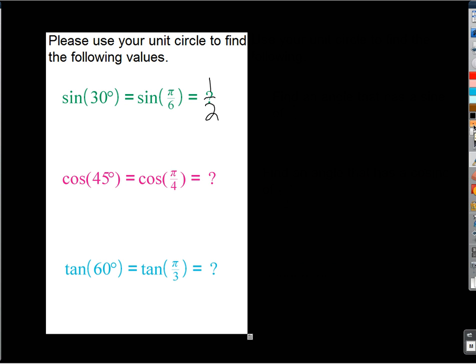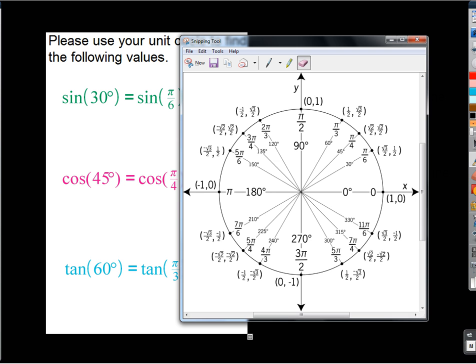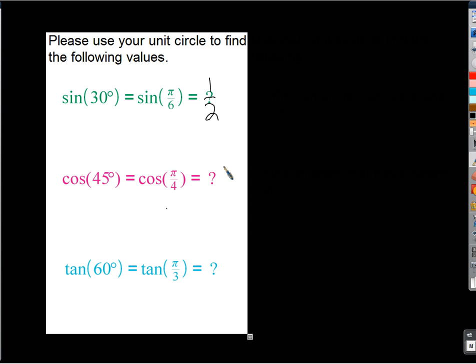Okay. Cosine of 45? Is that √2 over 2? I don't know. Can you write this down? √2 over 2. I'll write it down.